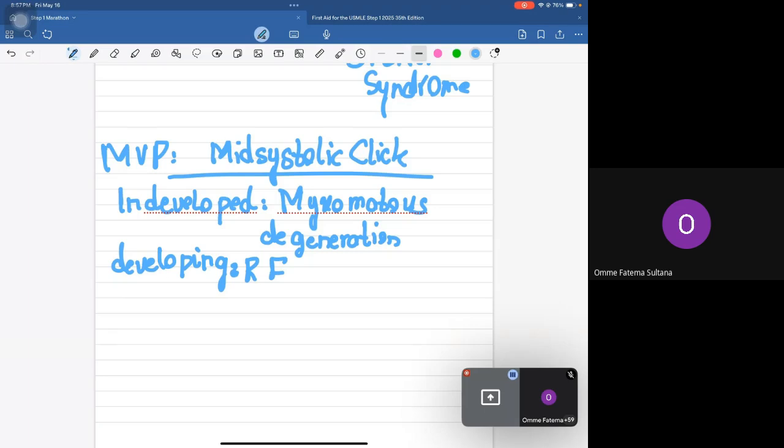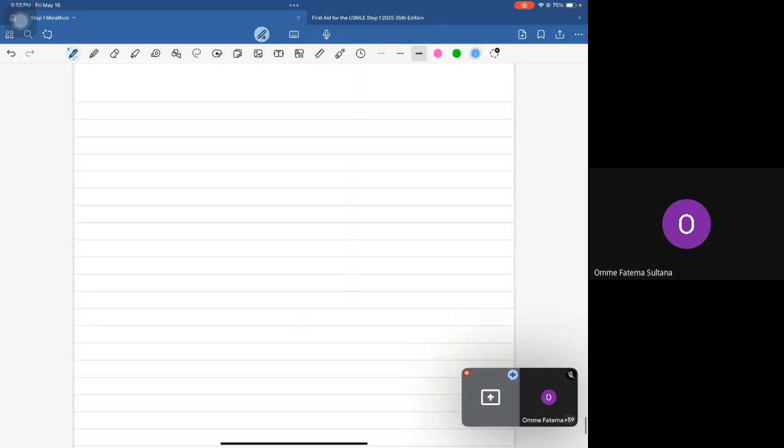Then you'll see in the question if this is a developed country or a developing country. Because if this is a developed country, then the murmur would most likely be due to myxomatous degeneration of the mitral valve. But if the person is in a developing country, then it would be due to rheumatic fever, right? So keep these things in mind.